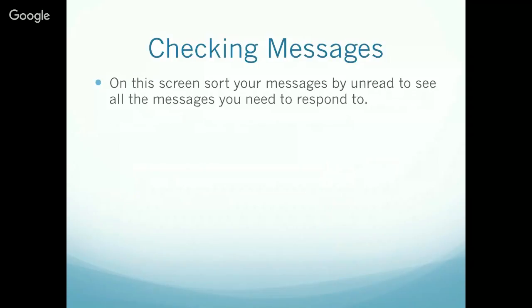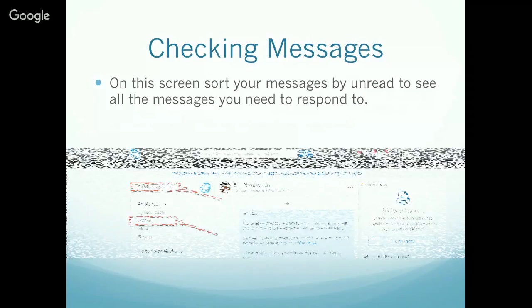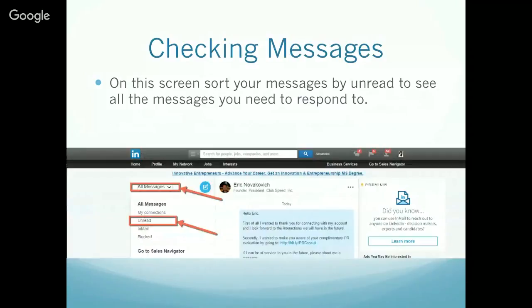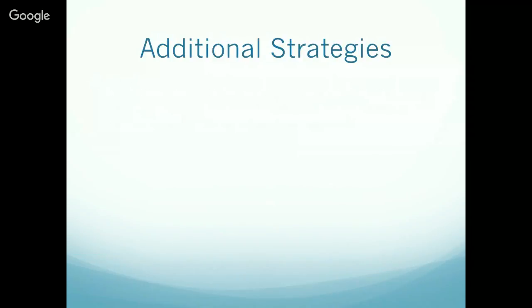So on this screen, sort your messages by unread to see all the messages you need to respond to. And you can see by clicking the all messages box, that will open up a menu and you select the unread button, and that will populate your message box with all the unread messages, and then you can respond to people accordingly.